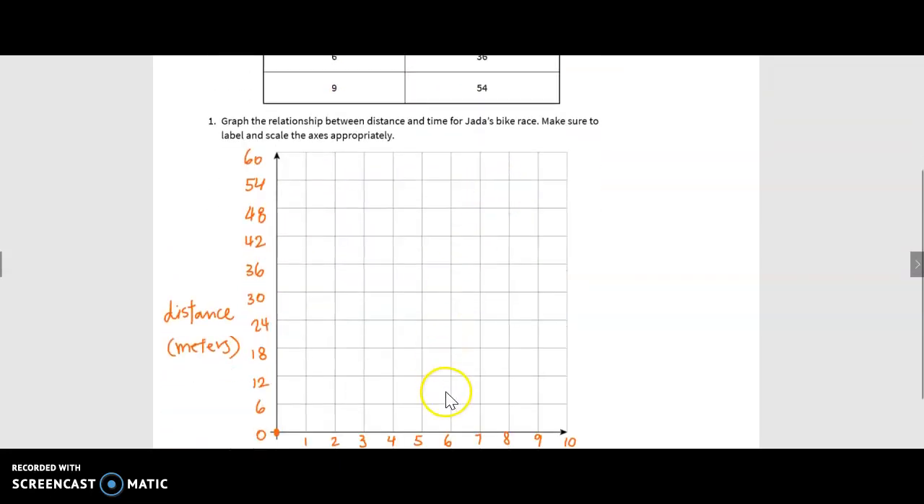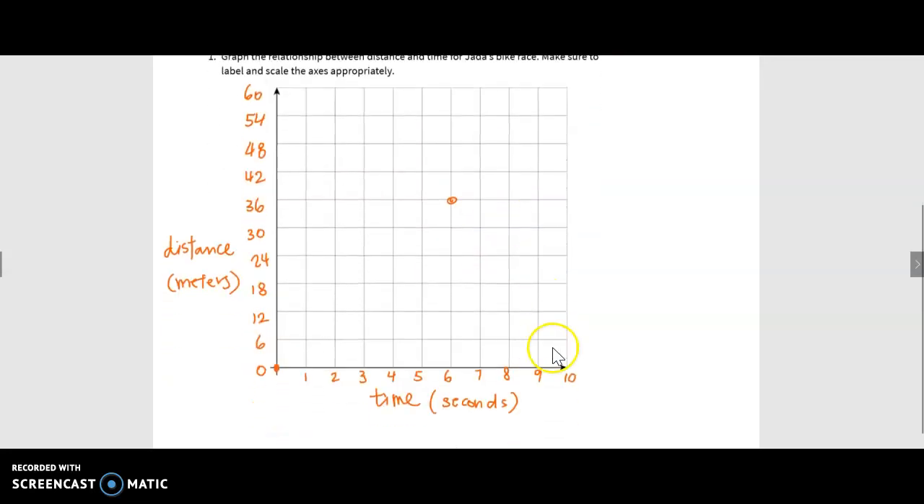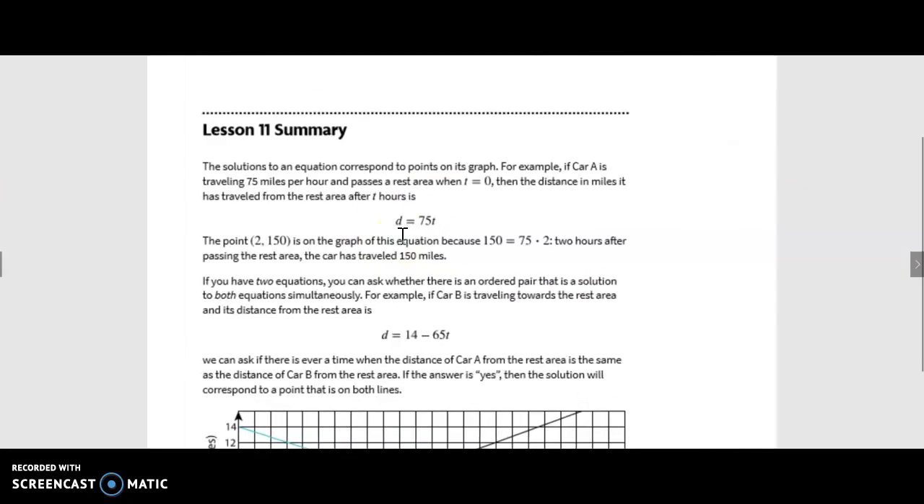So I'm going to go ahead and plot these 2 points. 6 seconds is at 36 meters. 9 seconds at 54. Okay, so with the 2 points, I'm going to go ahead and plot another point. Usually it takes about 3 points to plot a straight line. So now I have one straight line right here representing Jada. All right, let's go to the next page.